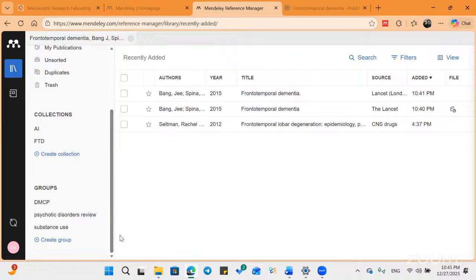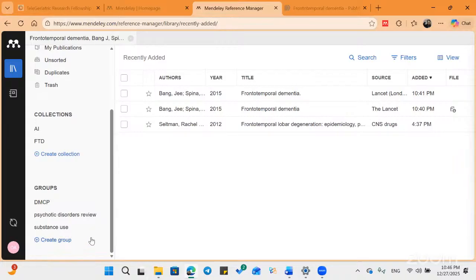The last feature here I want to talk about is groups, which is a really great feature of Mendeley, because you can create a private group that includes up to 25 members. And in this group, all the members can share the same references and share the same PDFs and can work on the group together. It is quite a useful feature.